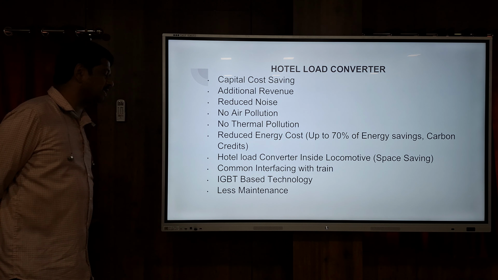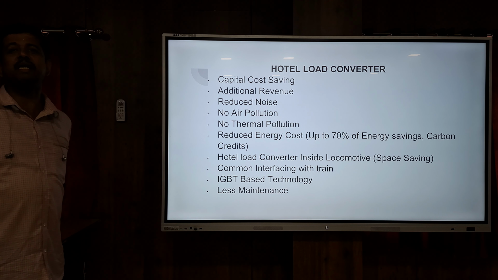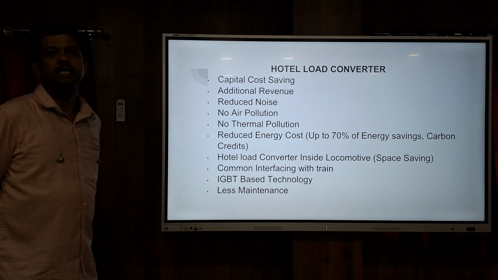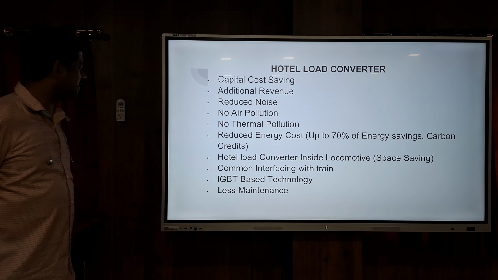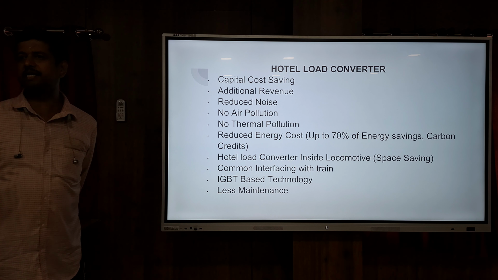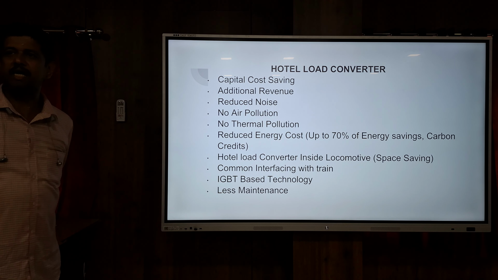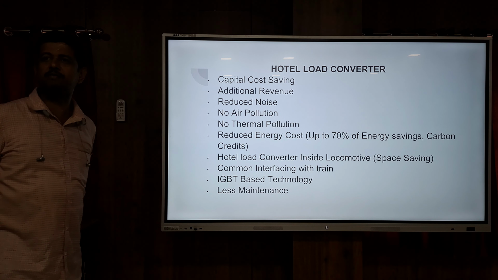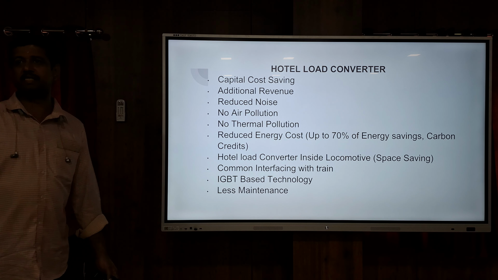Common interfacing with train, that is any WP7 loco can be attached to any LHB train because the circuit is same only, voltage rating everything is same only. So we can attach any WP7 loco to any train. The technology used is IGBT based, so it is a proven technology. Our locos also work with the IGBT technology, which is a failure-free design only. So we can use that without any failures. Very less maintenance only compared to the DG set.